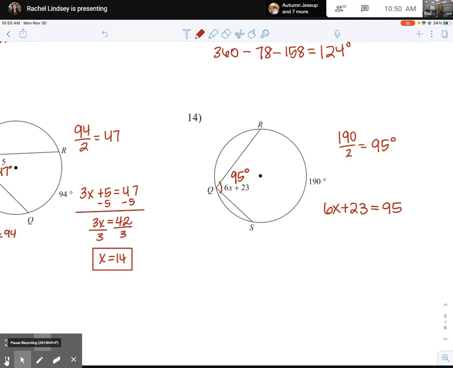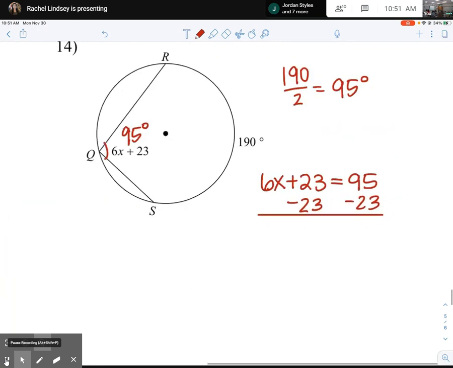Okay. So what do I need to do with the 23? Subtract it from both sides. So I have 6x equals 72. And then divide both sides by 6. What does x equal? 12.